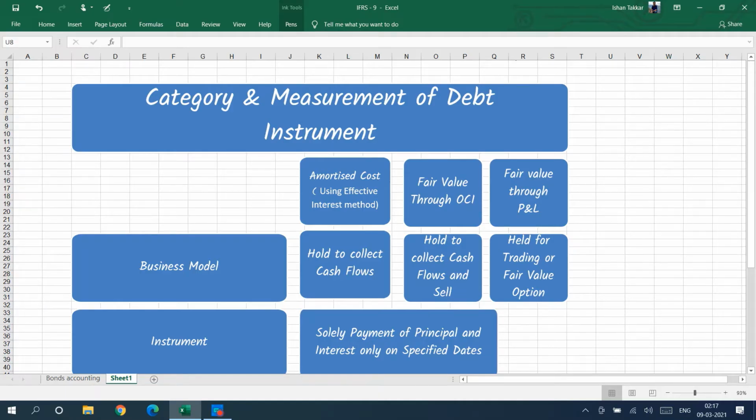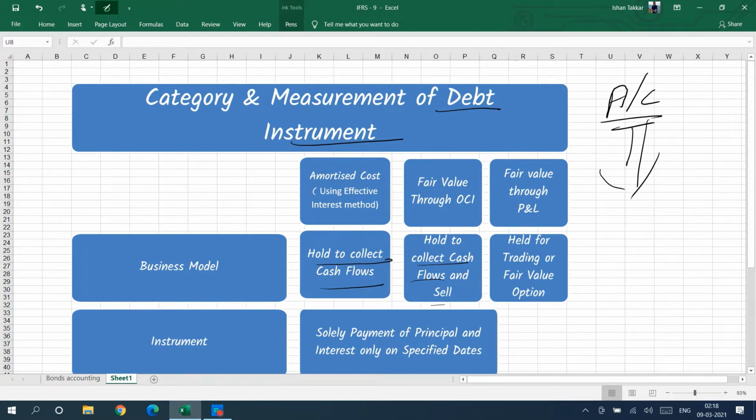Hi everyone. In this video, you will be learning accounting of debt instrument, and we will be taking an example of bond, that how to account for bond considering various cases. If we are in a business to collect the cash flow and sell as and when required, or we are in the business of trading the bonds, we will see the different kinds of accounting that can be done around the bond.